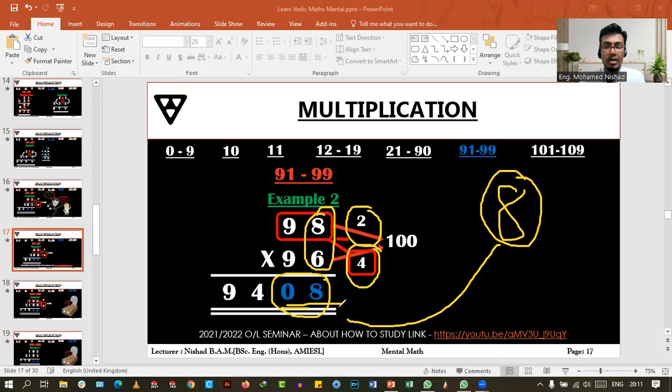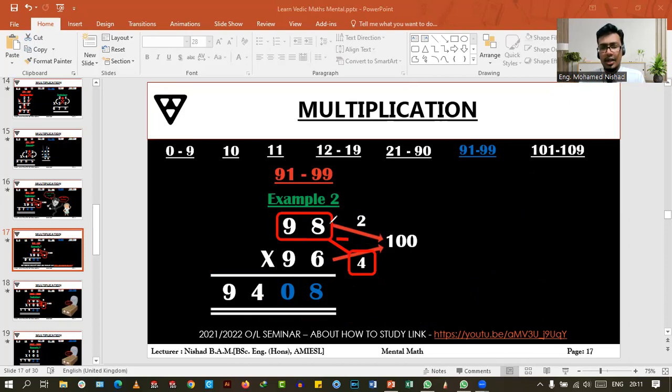Okay, so we have found those two digits. Now the next step is we have to find this number. It's very simple. Take this number, 98, and then subtract the other number's difference. The other difference means this 4. Or if you take this 96, you have to subtract the other difference, that means 2.